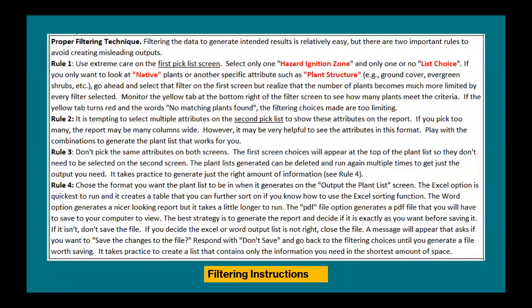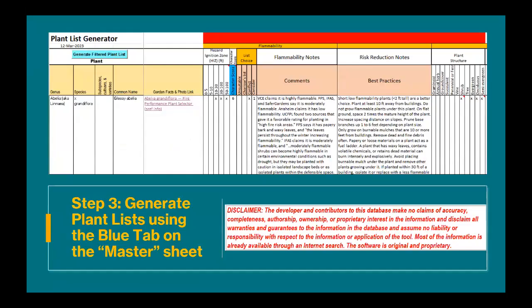This is more of the instructions to help you do it right. If you pick everything under the sun, you'll end up getting 0 plants on your list. So it tries to help you figure out what is important to pick. Filtering instructions. And then the third tab or spreadsheet is the master. That's where the generator actually lives. You don't have to be on it to run the generator.